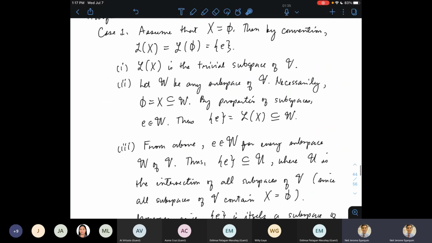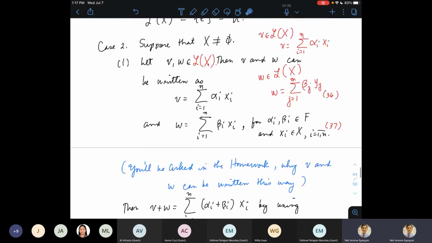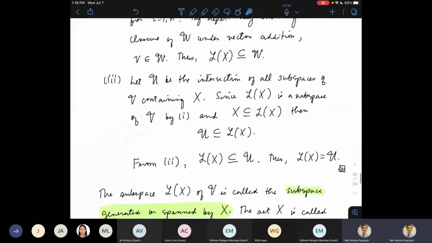And I hope that's what I did here. Hopefully hindi ako nag-shortcut. Okay. Yeah, I think that's what I did here. So, okay. So I called the intersection of all subspaces of V containing X to be curly U. Okay. So I said here that since curly L of X is a subspace of V by statement 1. Yeah, I hope you all agree.